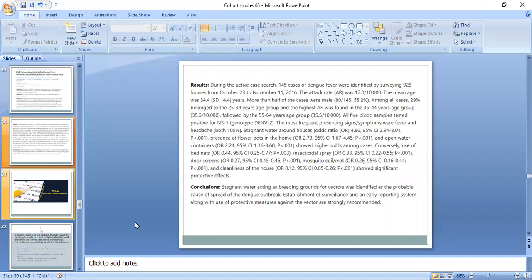The conclusion is that stagnant water acting as a breeding ground for the vector was identified as the probable cause of spread of the dengue outbreak. Establishment of surveillance and an early reporting system along with use of protective measures against the vector are strongly recommended.